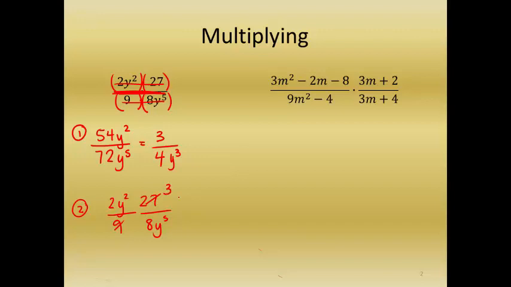So this reduces to a 3, and then I see the 2 and the 8 reduces to a 4. So I have reduced my numbers down to 3/4. I also see that the y squared and the y to the fifth will reduce to a y cubed. So either way I get the same thing. It's just whether or not you want to make larger numbers and then reduce them, or reduce the smaller ones that you see. Completely up to you.